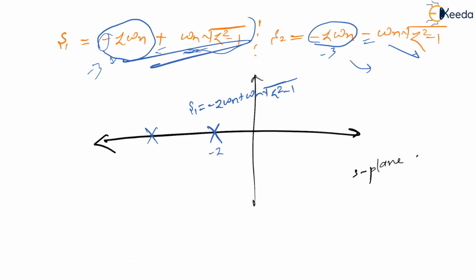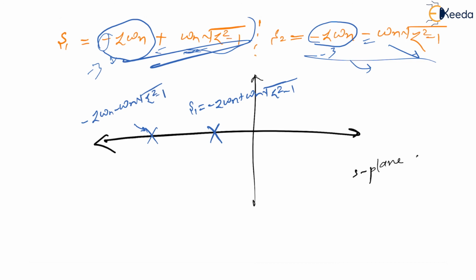First equation, this one. Let me just erase this too. It is not of any use. It was just an assumption. And our second term is this much. This particular pole, what is that? It is going to be this one. So it is minus zeta omega n minus omega n into under root of zeta squared minus 1.